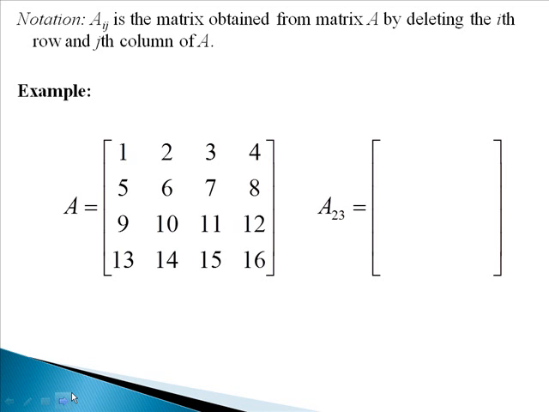Here's my matrix A, and I want to identify what A subscript 2, 3 would be. So what that means is that I'm going to delete the second row from my original matrix A, and then I'm going to delete the third column from my original matrix A. And so I've now got a 3 by 3 matrix, which is 1, 2, 4, and then 9, 10, 12, and then 13, 14, and 16. And so this is my matrix A sub 2, 3.